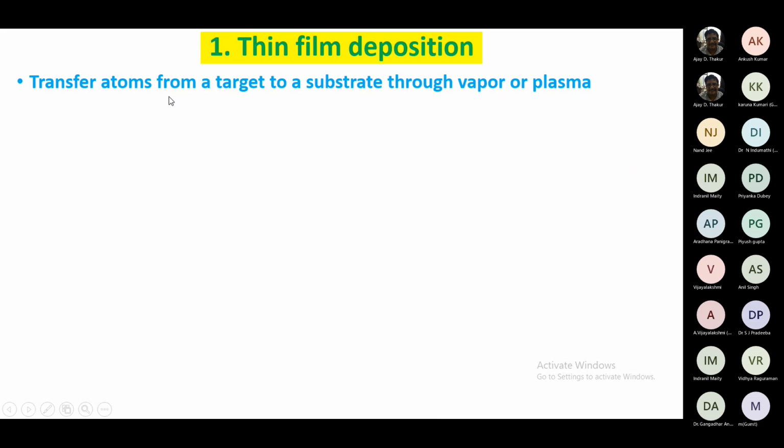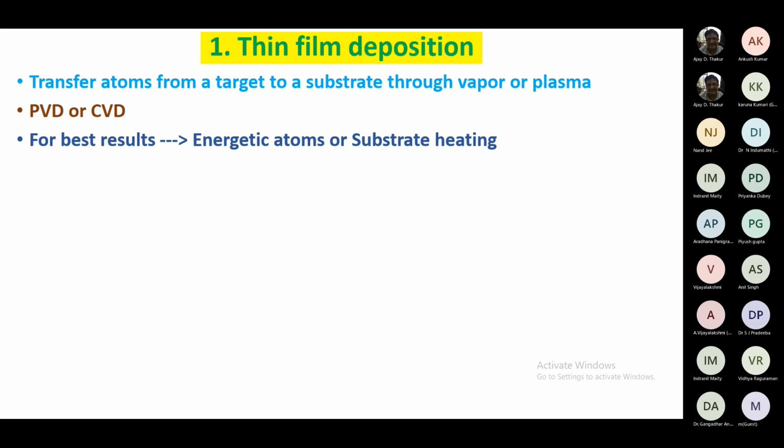So it is the transfer of atoms from a target to a substrate through vapor or plasma. Vapor you can see from chemical vapor deposition or other thermal evaporation or electron beam evaporation techniques. And this plasma deposition will be shown in PLD or in sputtering also. So this is PVD and CVD. Both types can be here.